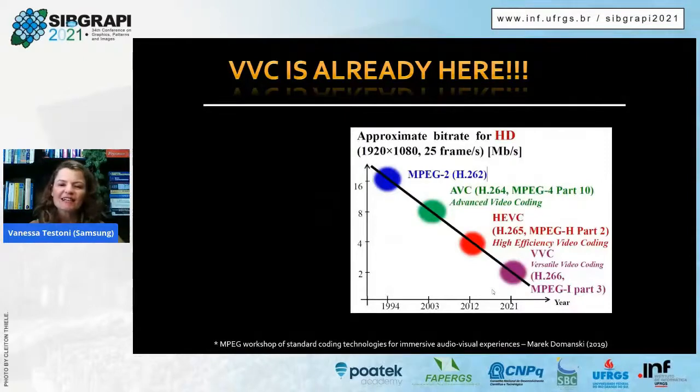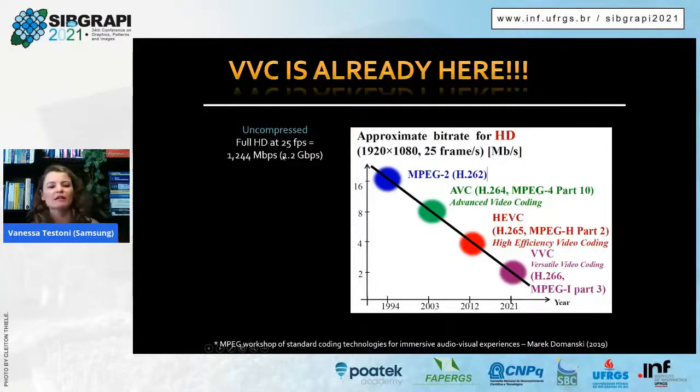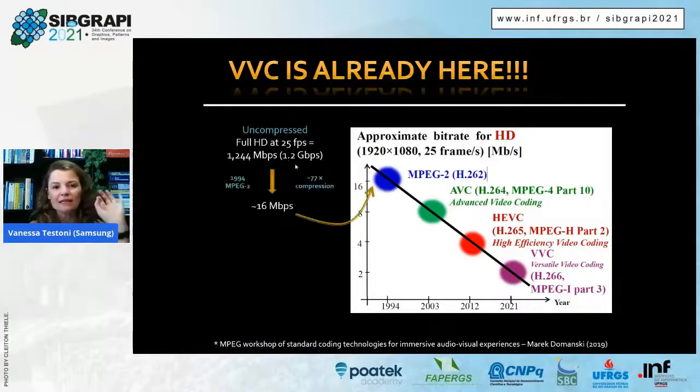And I included this picture because this is the magic I talked about first, right? So let's talk about a full HD video, right? 25 frames per second. So this uncompressed means around 1.2 gigabits per second. So in 1994, when the first codec came up, they were already able to compress it by around 70 times. So it went from 1.2 gigabits to 16 megabits.